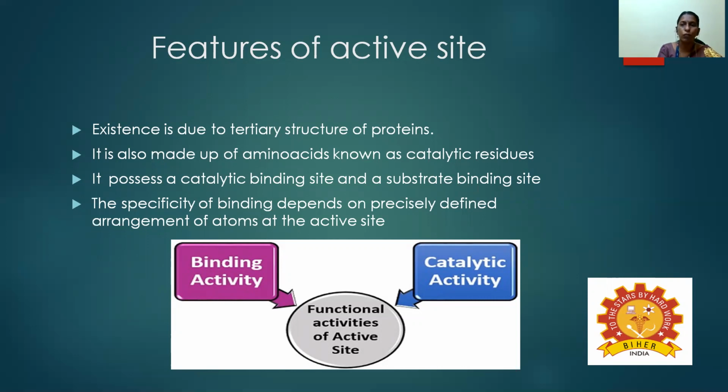Tertiary structure of protein means the folding of a protein, and it is also made up of amino acids known as catalytic residues. It possesses the catalytic site and the substrate binding site. So the specificity always depends on both the binding site and the substrate binding site. The specificity of the binding depends on the previously defined arrangement of atoms in an active site, because the substrate is oriented and brought to the location in the active site. So these two are the important things.